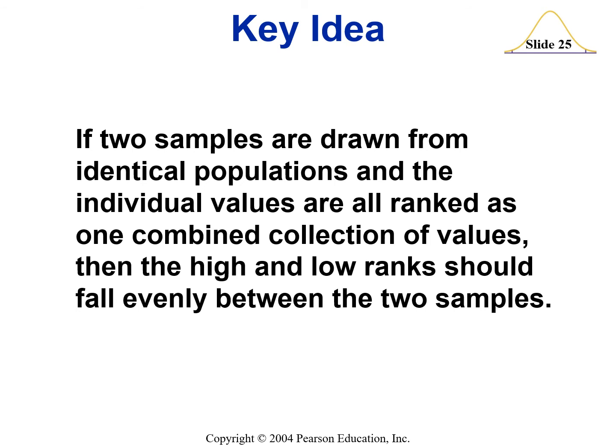This is the key idea of the test. If two samples are drawn from identical populations and the individual values are all ranked as one combined collection of the values, then the high and low ranks should fall evenly between the two samples. For me, this key idea is meaningless unless we manually calculate the test. So just ignore this key idea of the test.